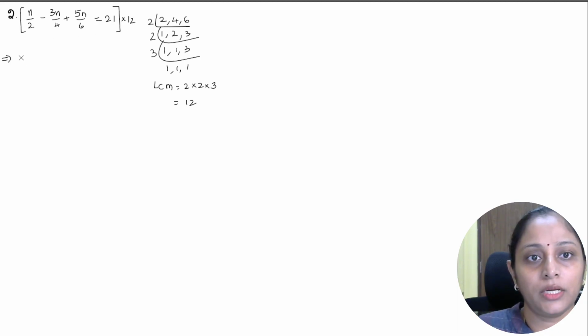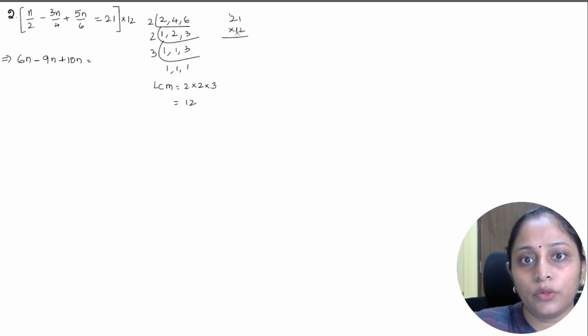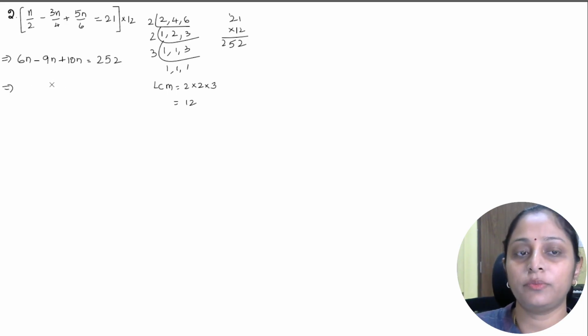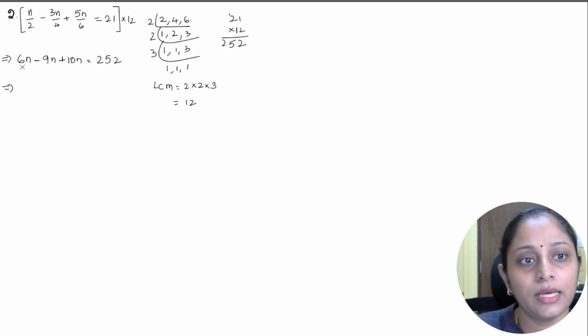So I have got 6n minus 4 3's 12, 3 3's 9, so 9n plus 6 2's 12, 2 5's 10, 10n is equal to 21 into 12. 12 1's 12, 12 2's 24, 25. So this is 252. Now there is no need for any transposition because I have all the variable terms on LHS and constants on RHS. 6 minus 9 is minus 3. Minus 3 plus 10 is 7.